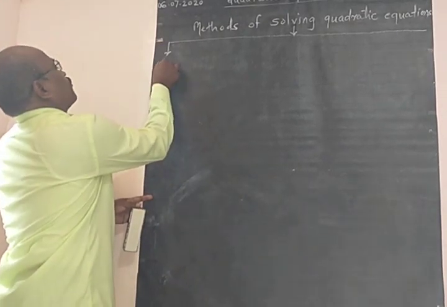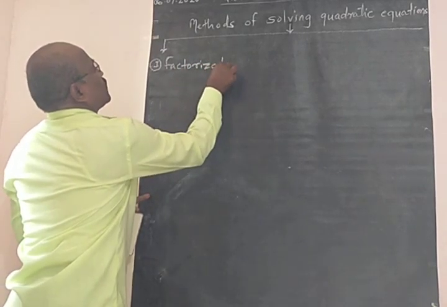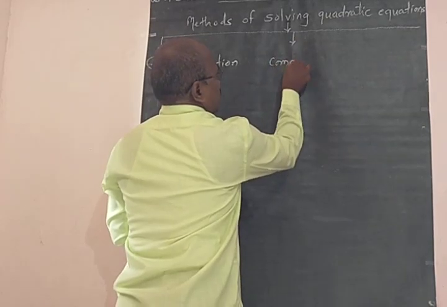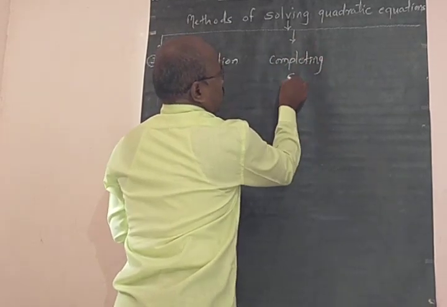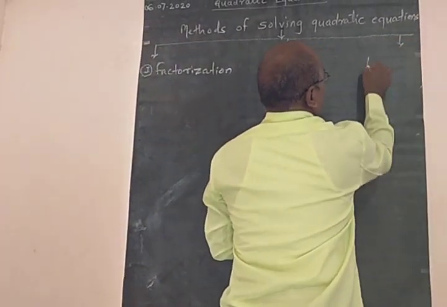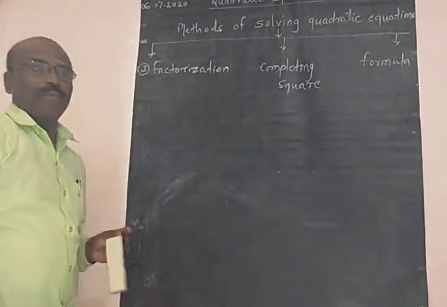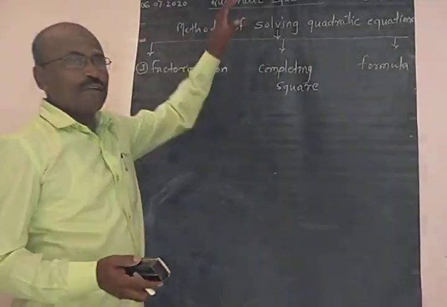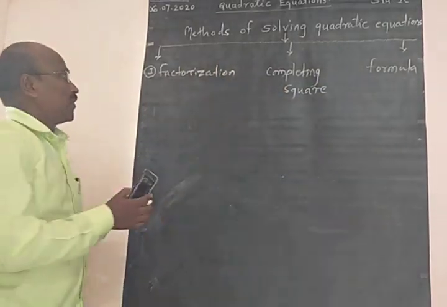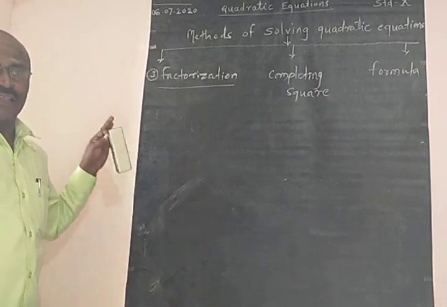The first one is factorization. Second one is completing the square. And third one is the formula method. So these three methods are there for solving the given quadratic equation. Out of these three methods, today we are going to study the first method, the factorization method, by taking some examples.